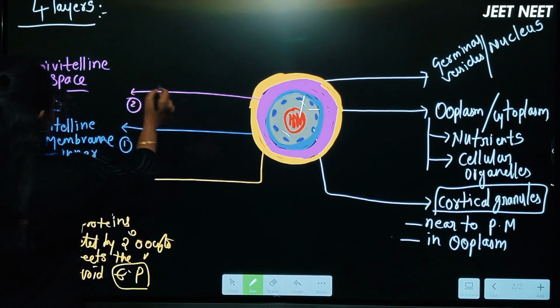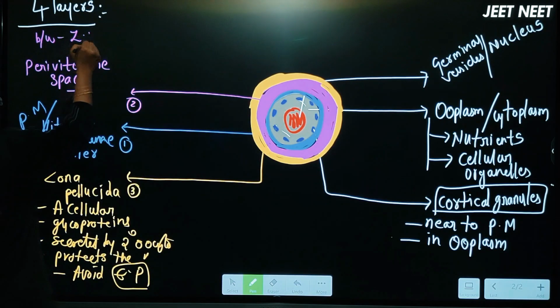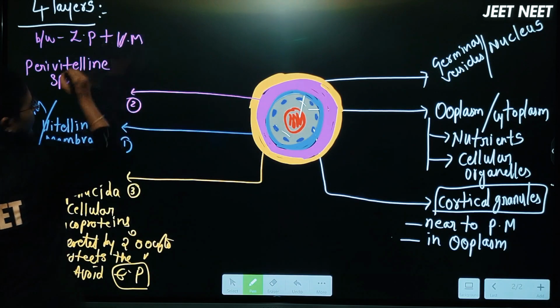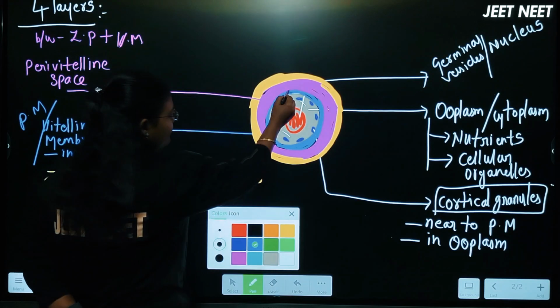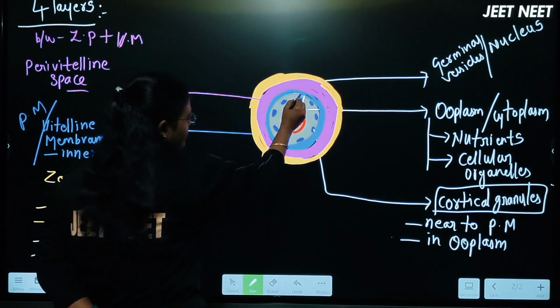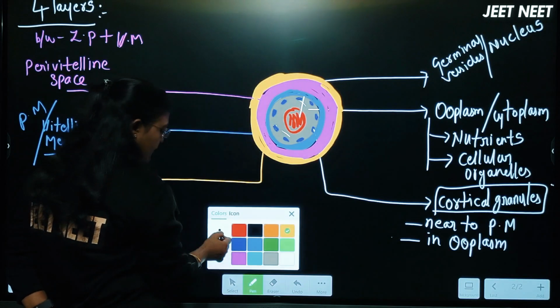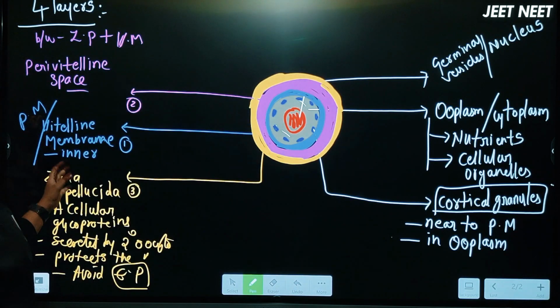Perivitelline space, you can see that the perivitelline space is present between the zona pellucida and the vitelline membrane, right beta? This is the vitelline membrane, which is a plasma membrane here, and this will be the zona pellucida. In between that, whatever space we have, we will call it the perivitelline space.